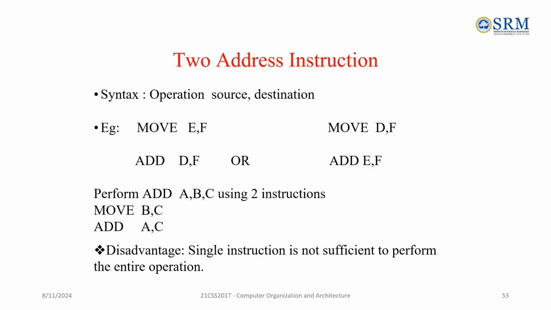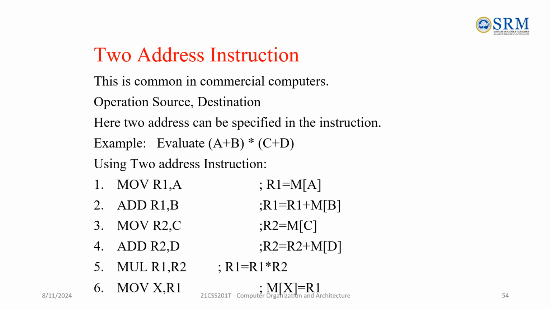Two address instruction, syntax is operation, source and destination. So there will be one source and one destination. Move E comma F, add D comma F. These are some of the examples. So we'll see the same example. Move R1 comma A, add R1 comma B. So first A is moved to R1, then you add B with it using R1 comma B. Then move R2 comma C and add R2 comma D, and then I say mul R1 comma R2 and move X to R1 register. So this is two address instruction.